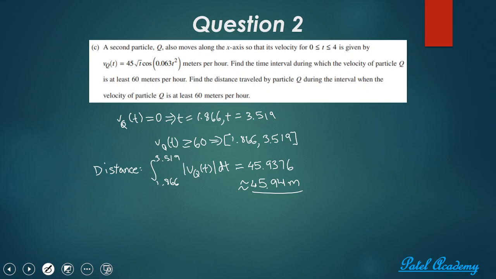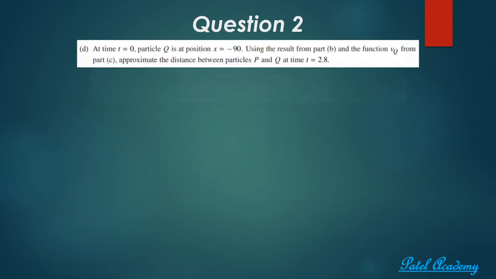Alright, so moving on to part D. Now this is the last part of the questions in part A. So after that, we'll be moving into the no calculator part B section. So in this case, it says that at time t equals 0, particle Q is at position x equals negative 90. Using the result from part B and our function, approximate the distance at time t equals 2.8.